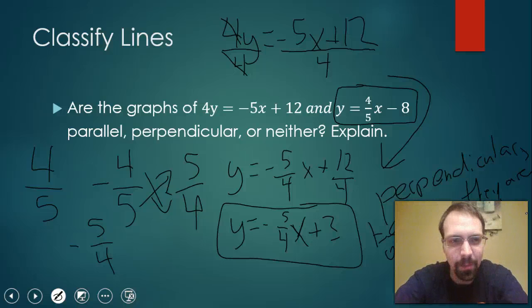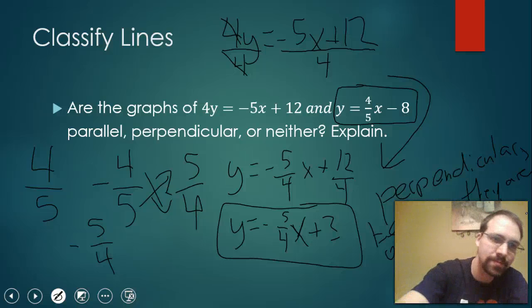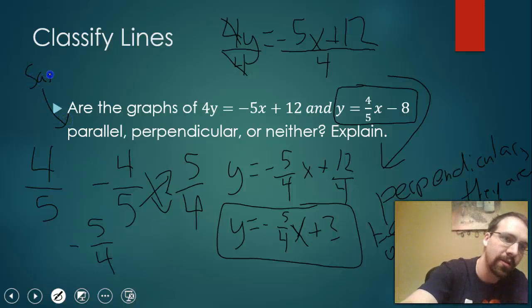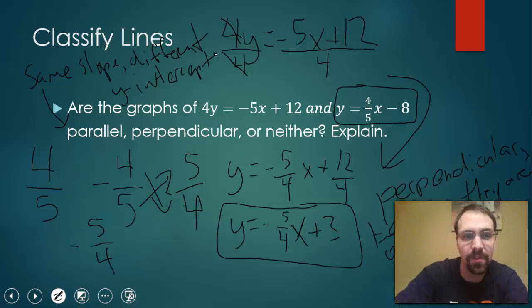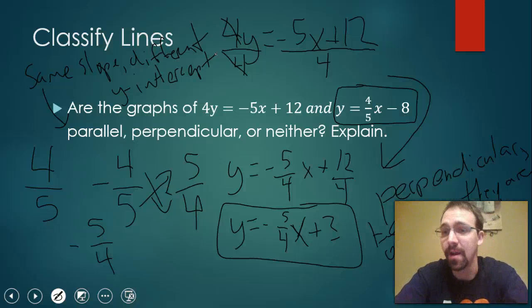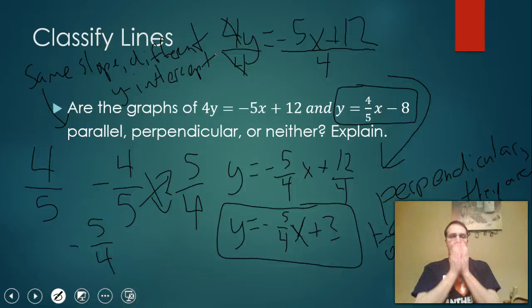That's the reason why. If they're parallel, you would say that they have the same slope, and then you would also add different y-intercept. And if it was neither, you would say the lines are neither parallel or perpendicular. And then you would tell me why. You would say they're not perpendicular because they do not have opposite reciprocal slopes. And then they're not parallel because they don't have the same slope and different y-intercepts. So I'll let you finish that up.